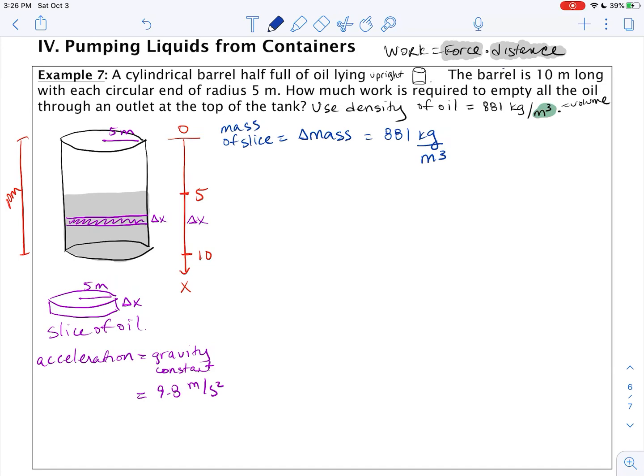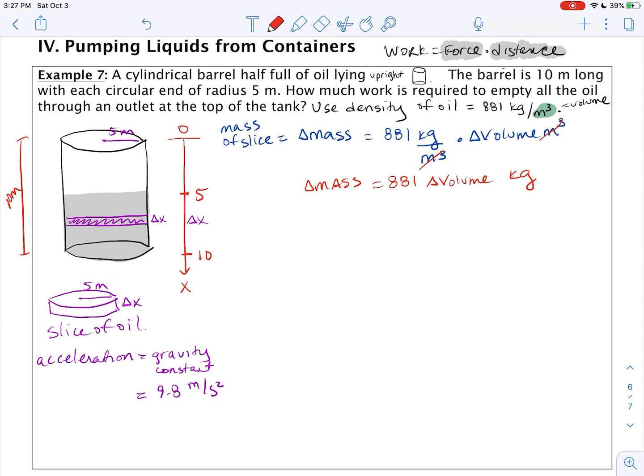And I actually want to multiply by the delta volume, because that's going to be in meters cubed, right? Because then if I wanted to cancel my meters cubed, I would end up with 881 times the delta volume, and I'd have kilograms, and that's going to be my delta mass. So what is my delta volume?